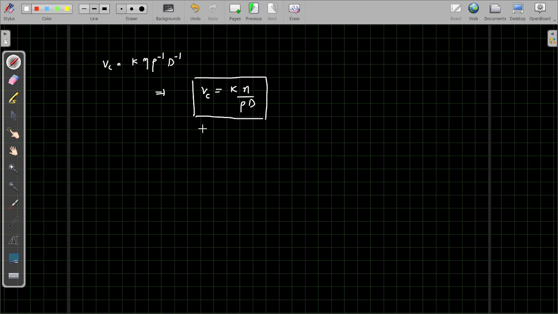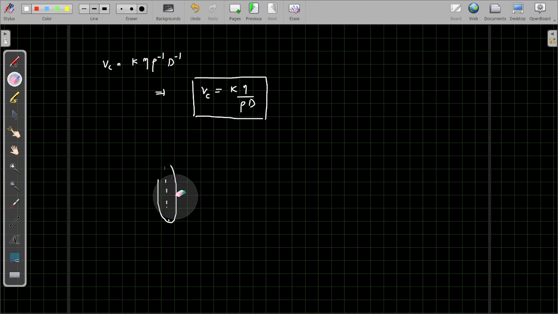You can clearly see the critical velocity depends on the coefficient of viscosity eta, density and diameter. With density it is inversely proportional, and with diameter it is inversely proportional. It means if the diameter is large, the critical velocity will be less, and if the diameter is small, the critical velocity will become more. On the other hand, Vc is directly proportional to eta. So if eta is more, the critical velocity of the fluid will also be more.